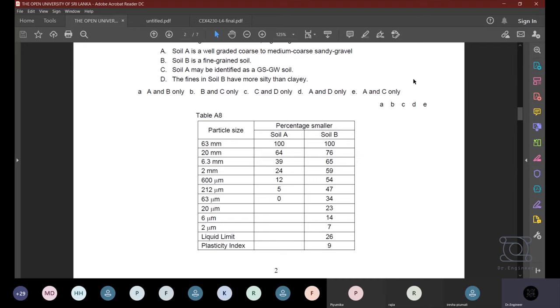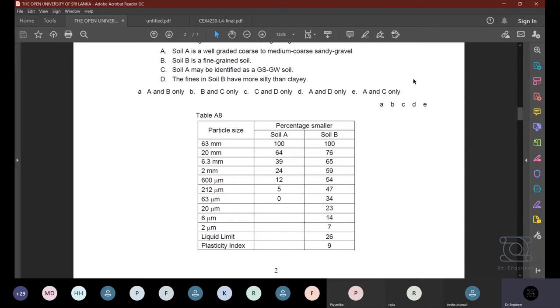Right? About well graded, right? What about the gravel part? So when you see, what is the gravel percentage in A? The gravel size is from 63 mm to 2 mm, that is from passing 63 mm to 2 mm, it is gravel, right? So what is the percentage of gravel? It's 76%.